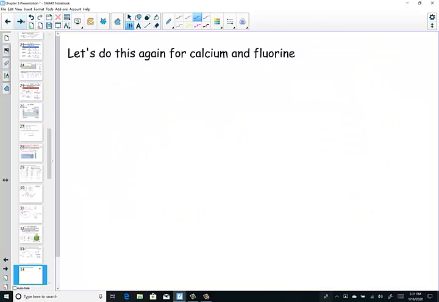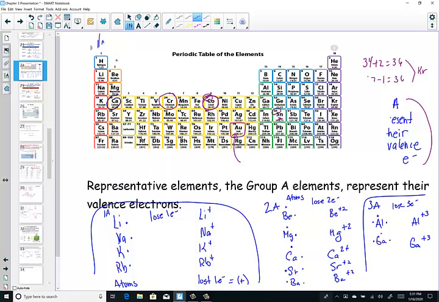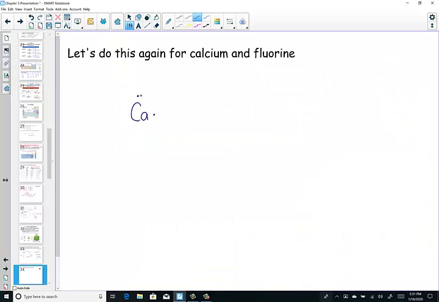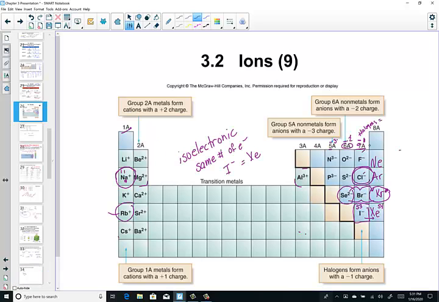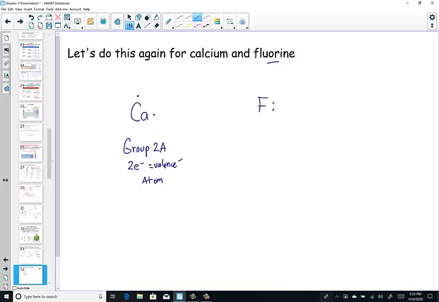Let's do this again for calcium and fluorine. So when we go to find calcium, its elemental symbol is Ca, and it's in group 2, so I know that it has 2 valence electrons. So calcium, who lives in group 2A, means it has 2 valence electrons. That's why it lives where it lives, as an atom, 2 dots. Fluorine is a halogen. Fluorine lives in group 7A, so I know that it has 7 valence electrons. 1, 2, 3, 4, 5, 6, 7.